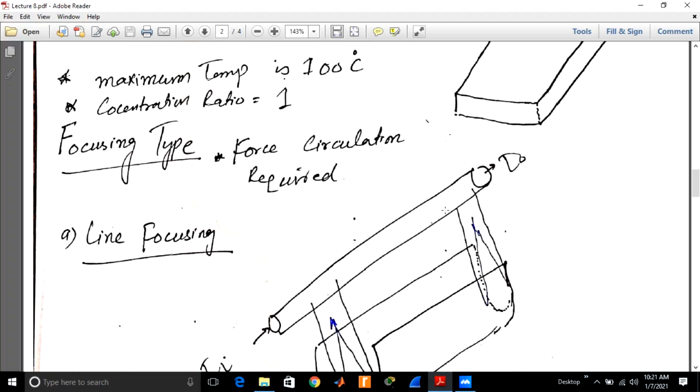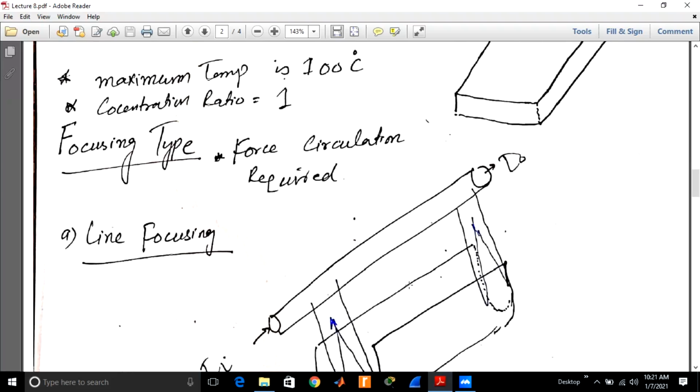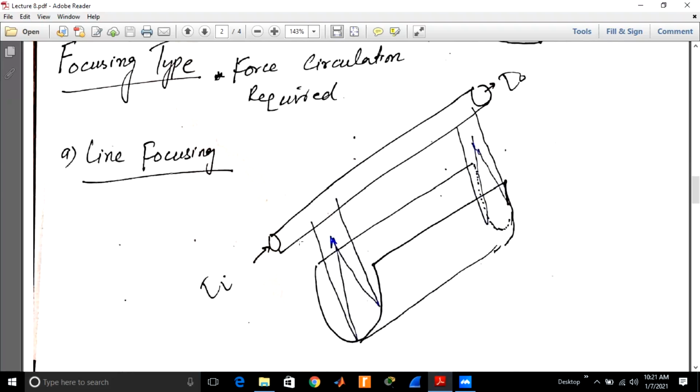In the focusing type, we will provide some process, and this process will force the radiation to fall on a specific area. Here, the sun radiates the radiation, but there is no other method that forces the sun radiation to fall on this surface. But here we will provide some external requirement that forces the radiation to fall on the specific area. For example, this is called line focusing.